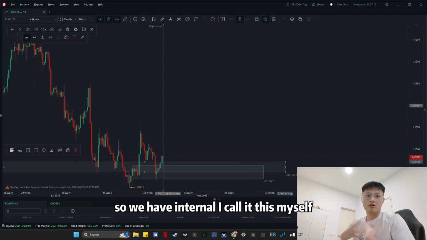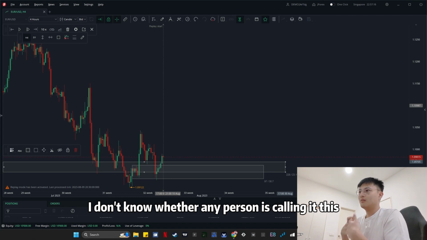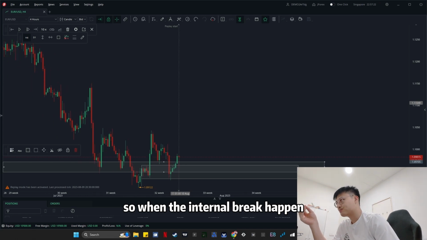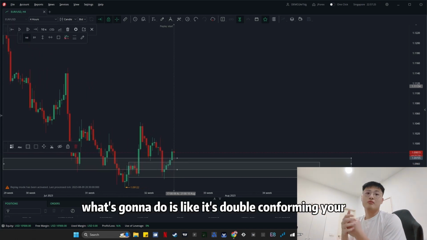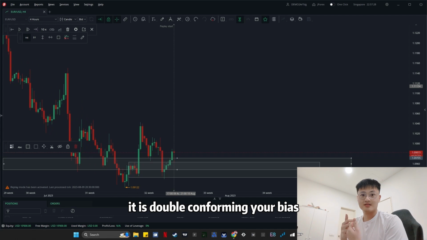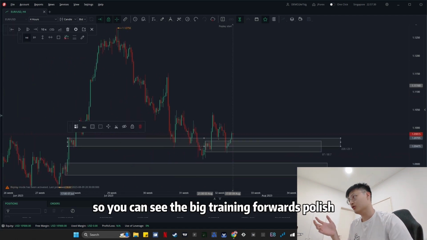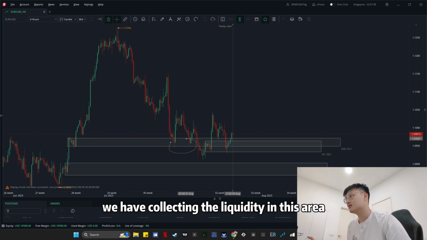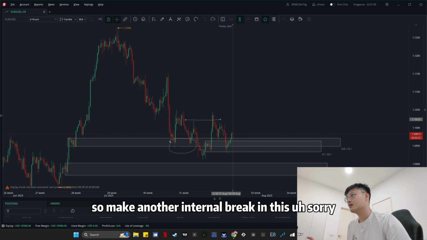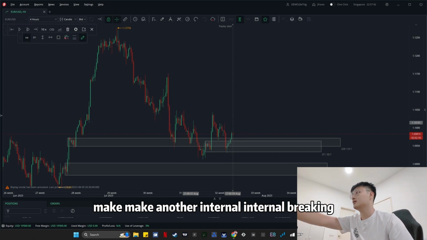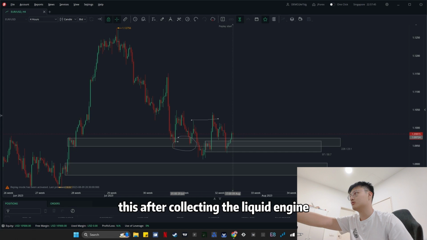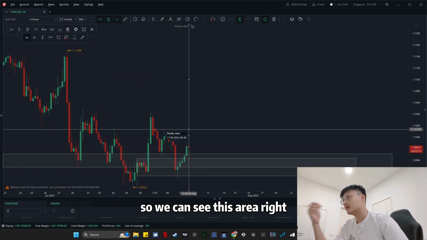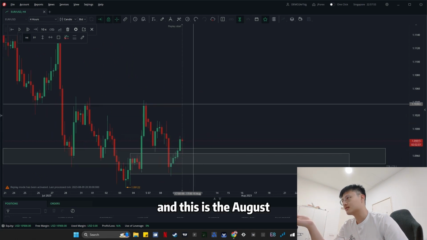So we have an internal break. I call it this myself, I don't know whether anyone else calls it this. When the internal break happens, it double confirms your bias. You can see the big trend on the 4 hour is bullish, and then it reached this area and consolidated a bit. You can even see we collected the liquidity in this area, and made another internal break after collecting the liquidity here. That's why I'm saying this is going to be a high probability setup. You can see this area, and this is the August.